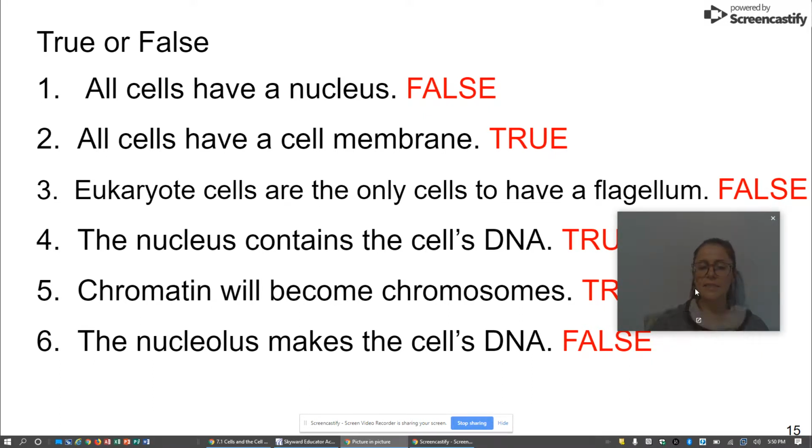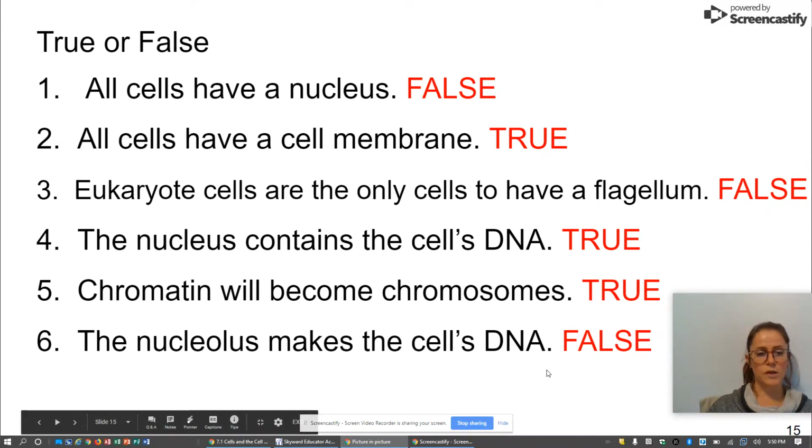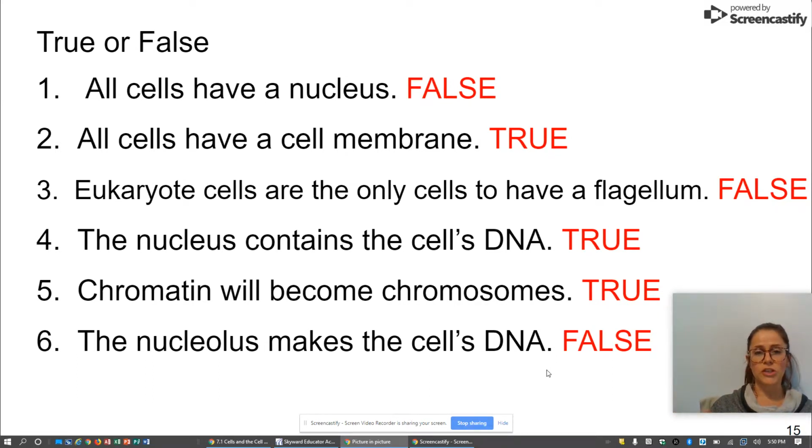The nucleus contains the cell's DNA. That is true. Chromatin will become chromosomes. That is true as well. So chromatin will condense and be organized before division happens, so mitosis or meiosis. The nucleolus makes the cell's DNA. Hopefully you have that as false because the nucleolus makes ribosomes.